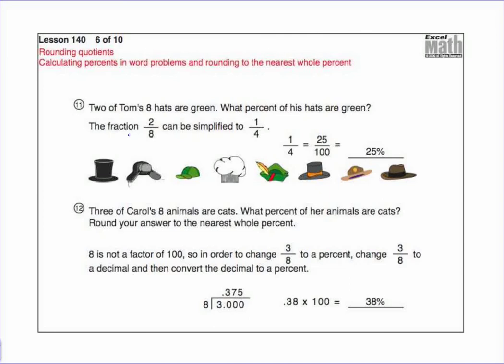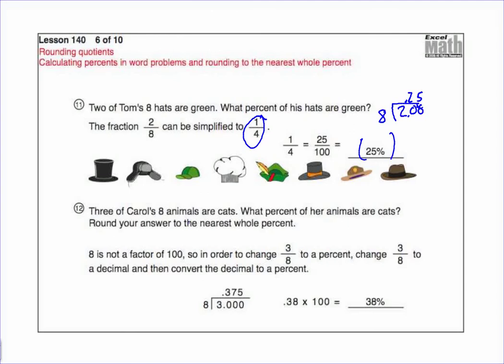All right, now taking a look at some different kinds of problems here. 2 of Tom's 8 hats are green. What percent of his hats are green? The fraction 2/8 can be simplified to 1/4, and then I can change it into 25 out of 100. The other way to do that is you can always figure out what it is as a decimal by just doing the division problem. 8 goes into 22 times, that's 16. Remainder 4, 0.25. 0.25 is the same thing as 25%.